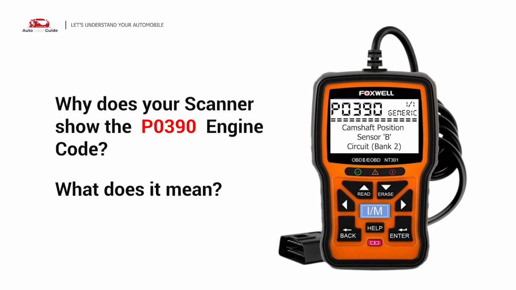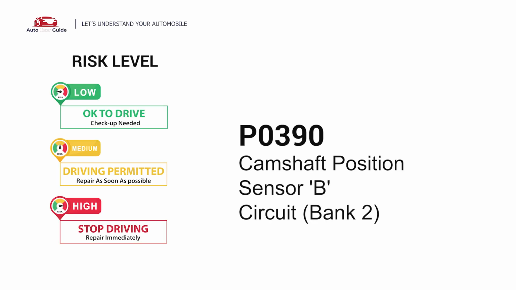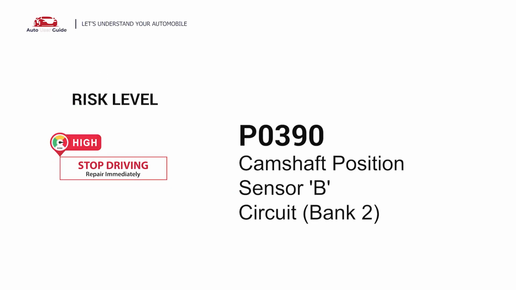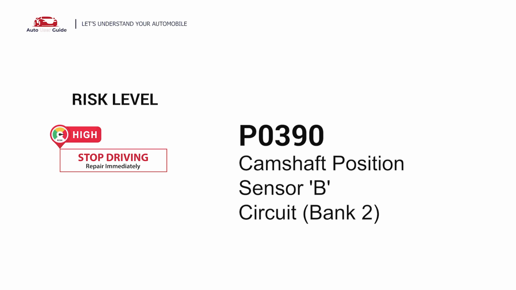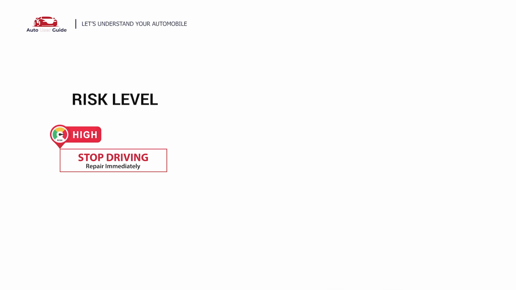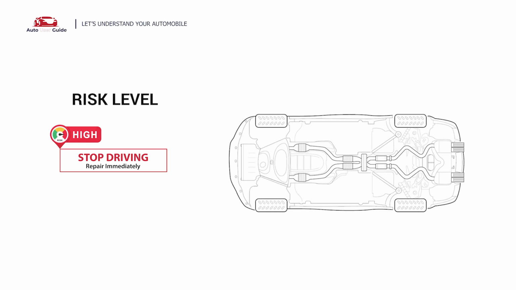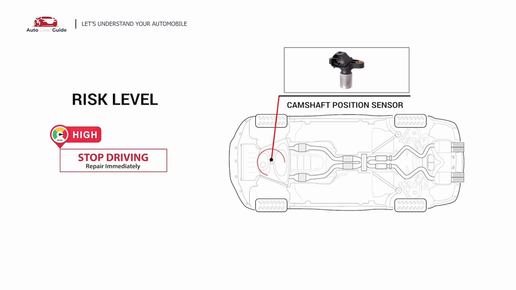Why does your scanner show the P0390 engine code? What does it mean? P0390 is a diagnostic trouble code for Camshaft Position Sensor B Circuit, Bank 2. This error code indicates a problem with the camshaft position sensor B circuit, Bank 2 malfunction.